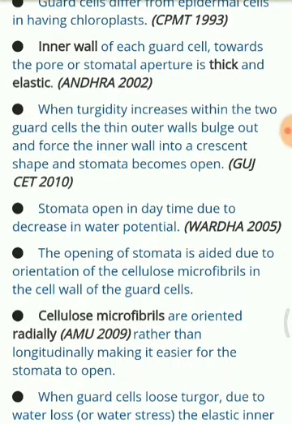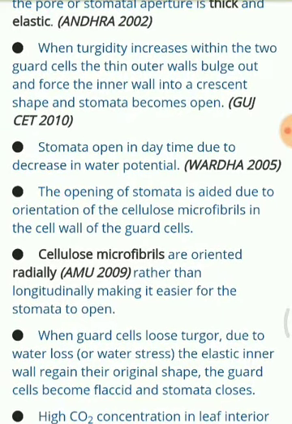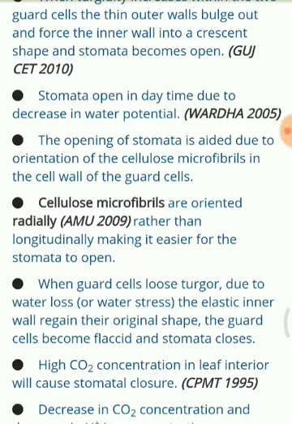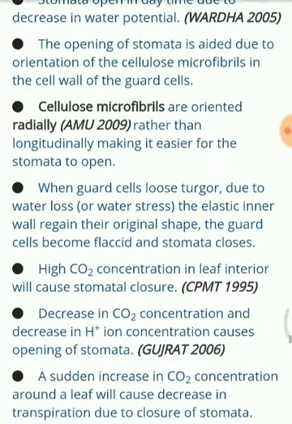Stomata open in daytime due to decrease in water potential. The opening of stomata is aided by the orientation of cellulosic microfibrils in the cell wall of the guard cells. Cellulose microfibrils are oriented radially rather than longitudinally, making it easier for the stomata to open. When guard cells lose turgor due to water loss or water stress, the elastic inner wall regains its original shape. The guard cells become flaccid and the stomata close.